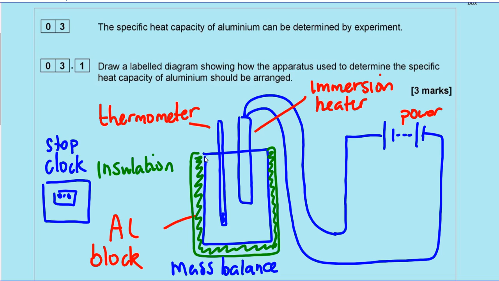What is critical is that we also need to know the amount of energy that we've supplied to the block. Now there are 2 different ways that we could do that. The first way we could do it is we could connect a joule meter to the power supply so that we can directly measure how much energy has been supplied to the block. The second way that we can do it is indirectly.